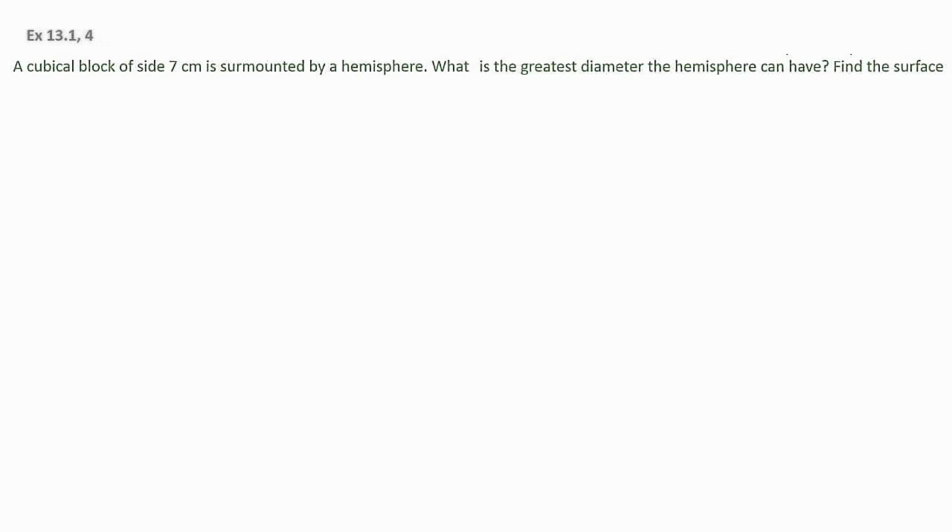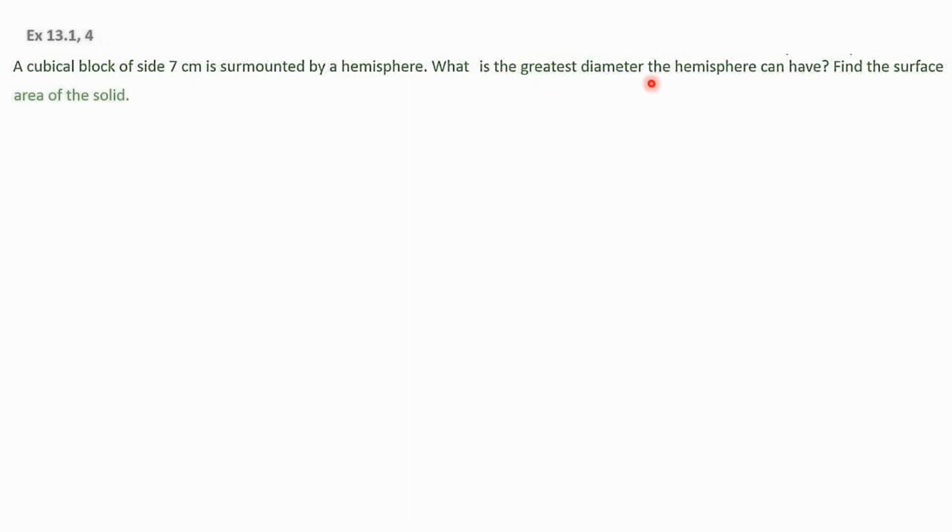The question is, a cubical block of side 7 centimeter is surmounted by a hemisphere. What is the greatest diameter the hemisphere can have? Find the surface area of the solid. Here a cubical block, a cube is given of side 7 centimeter is surmounted by a hemisphere. Surmounted in the sense just keeping on top of another one. Surmounted by a hemisphere. What is the greatest diameter of the hemisphere?